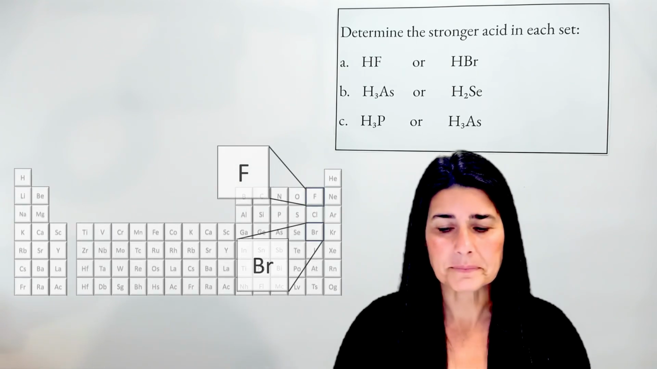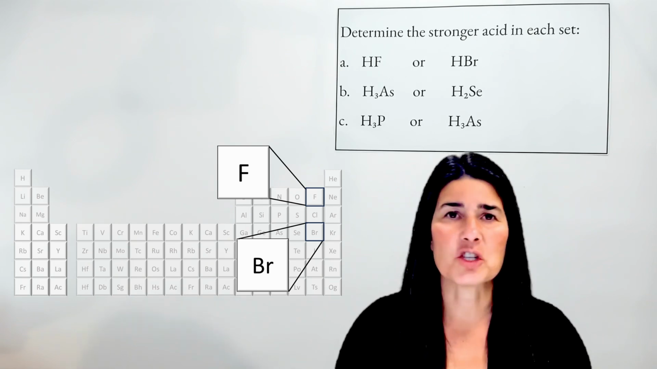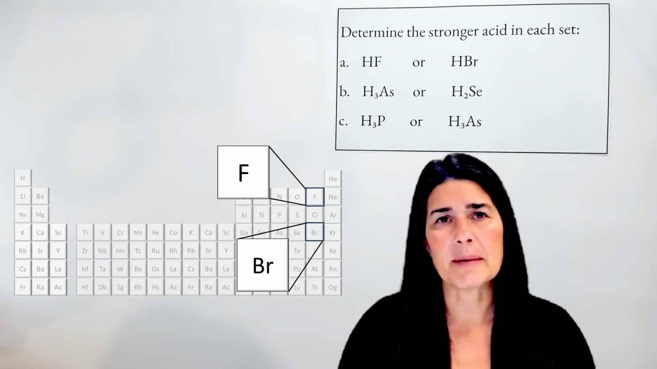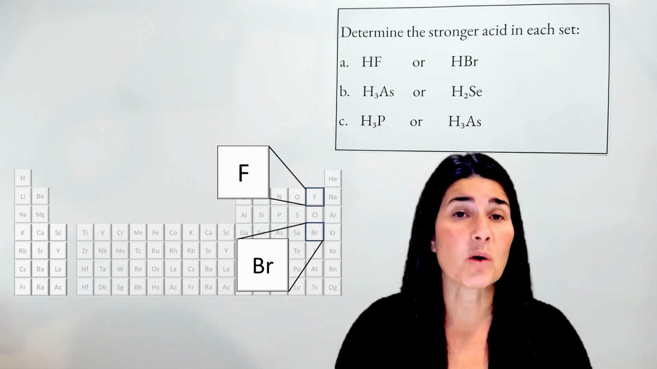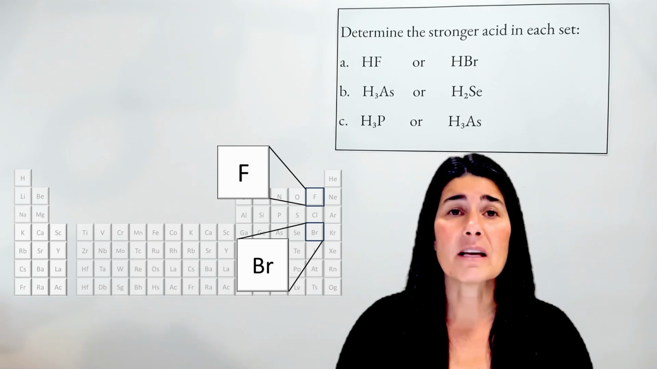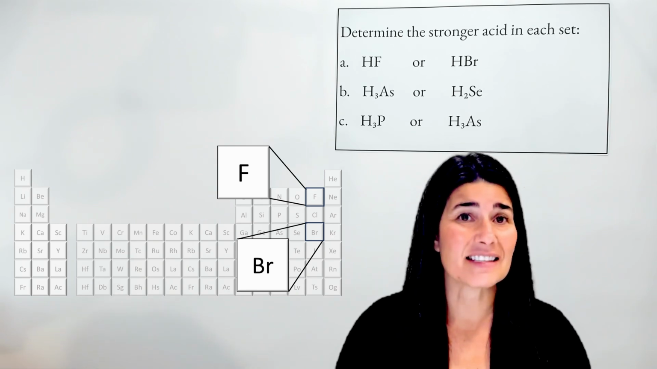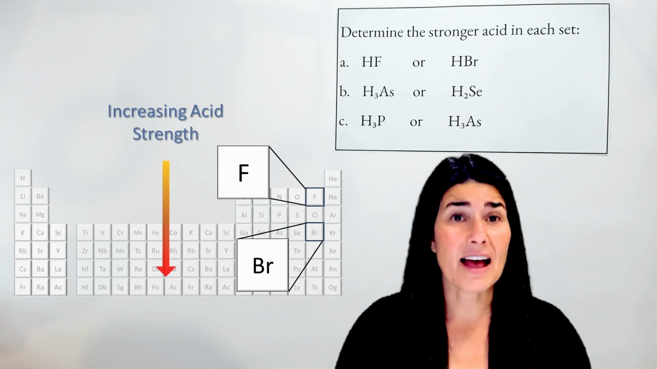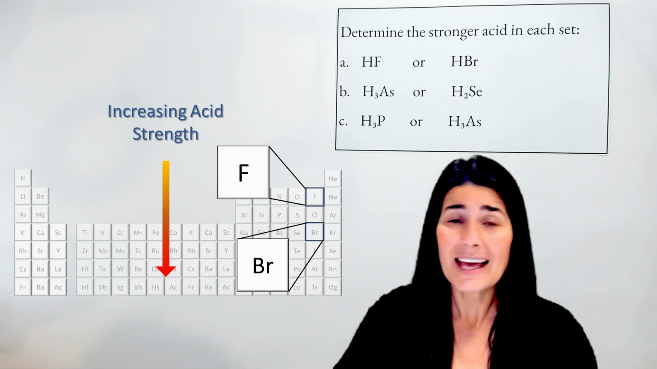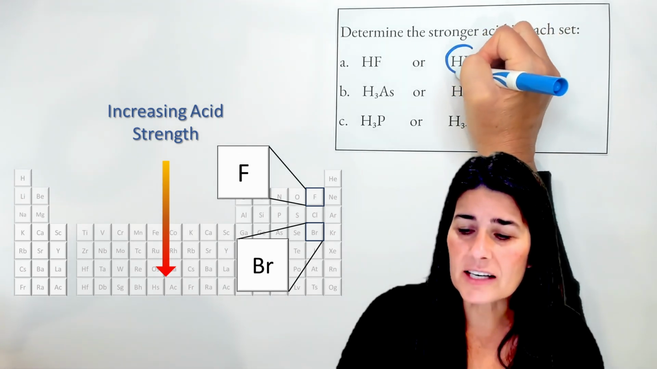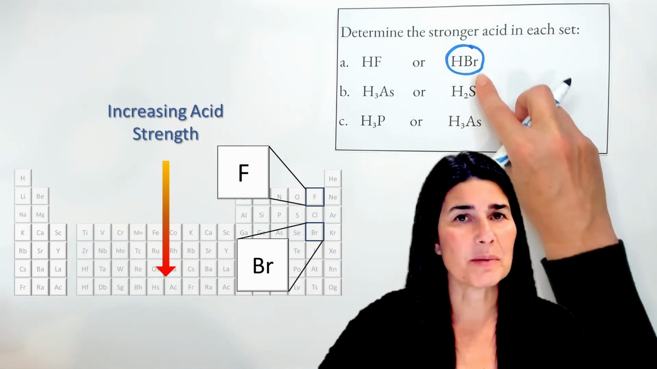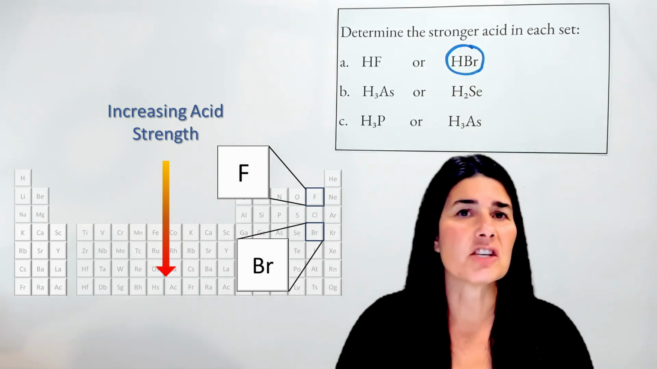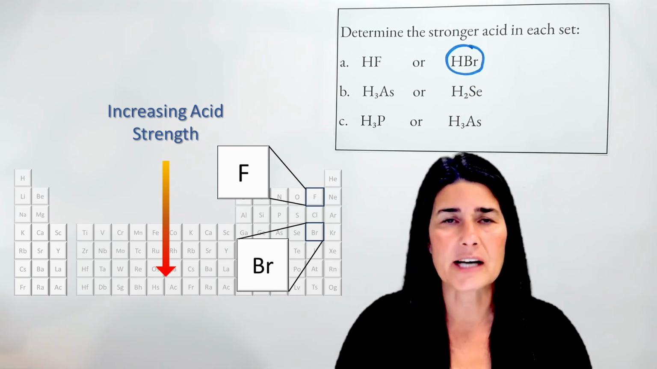Let's look at our first set. We have HF and HBr. When we compare the two elements, F and Br, we notice that they're both halogens in the same group or column on the periodic table. When comparing acids whose element X is in the same family, that acid gets stronger as we go down a column or a group on the periodic table. And again, this is because Br is a larger atom than fluorine is. That bond between H and Br is a weaker bond. It allows H to leave a little bit easier, making a stronger acid.